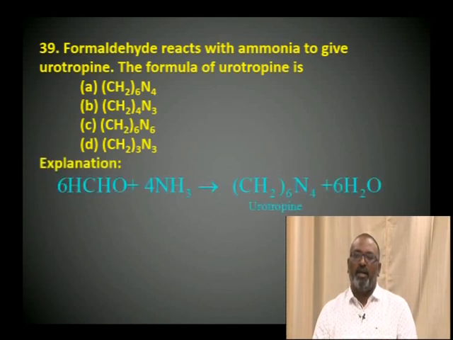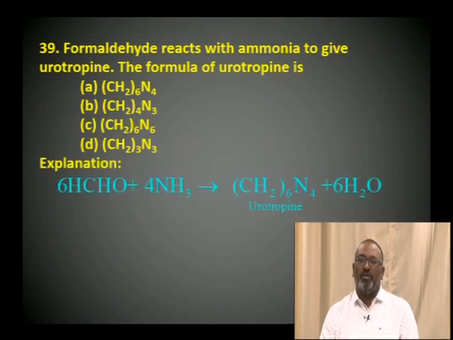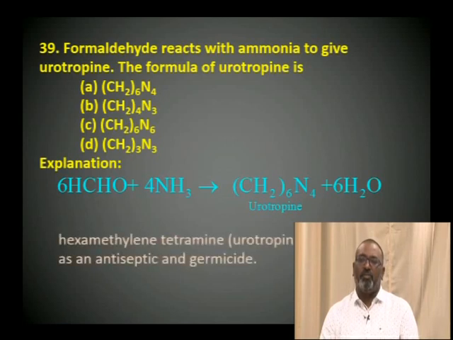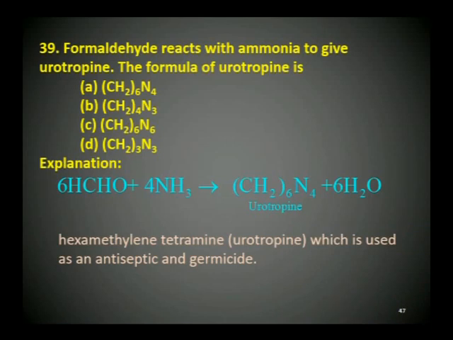So, when formaldehyde is reacting with ammonia, urotropine is produced. This urotropine is named hexamethylene tetraamine, which is commonly called urotropine. This is used as an antiseptic and germicide. So, the answer is A. Hexamethylene tetraamine is called urotropine, which is used as an antiseptic and germicide.